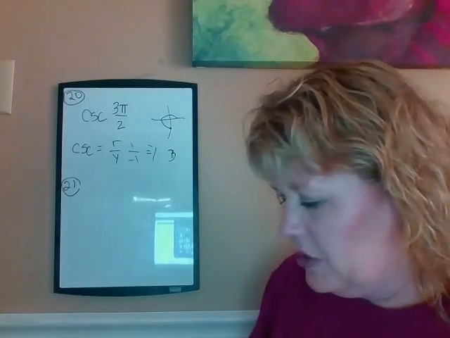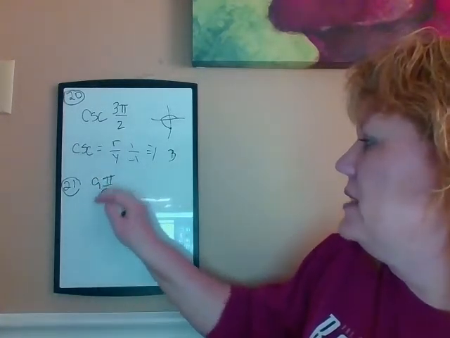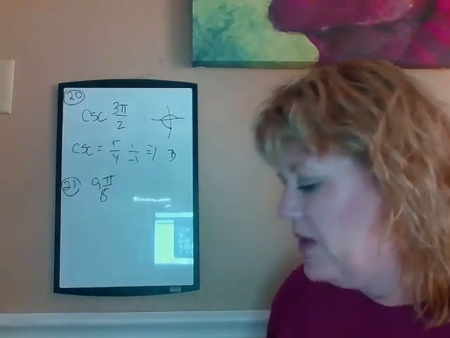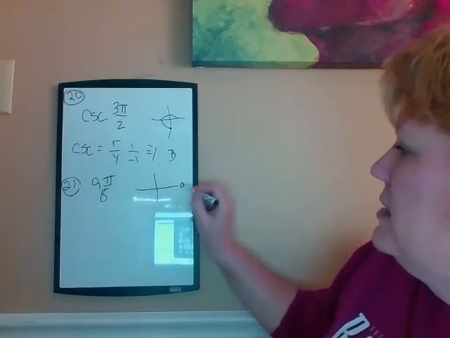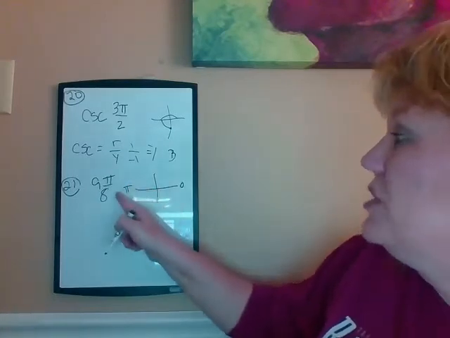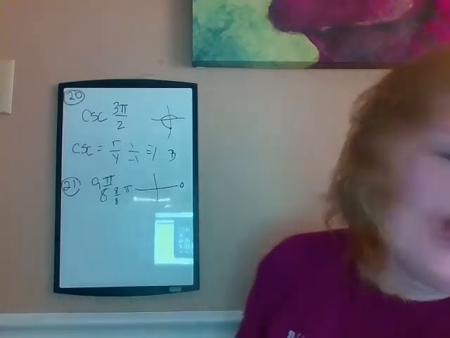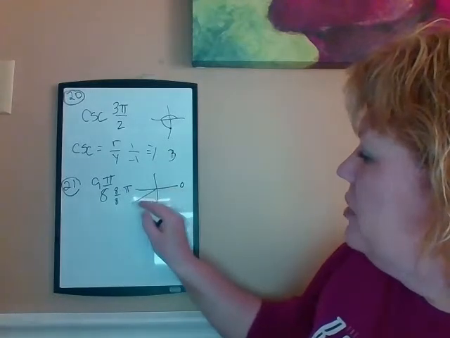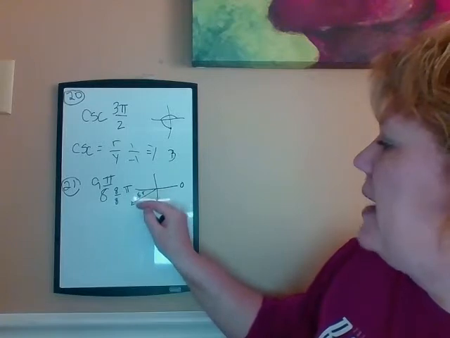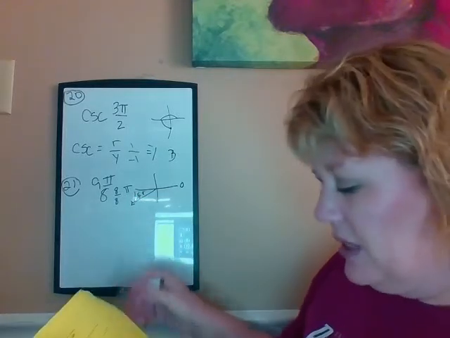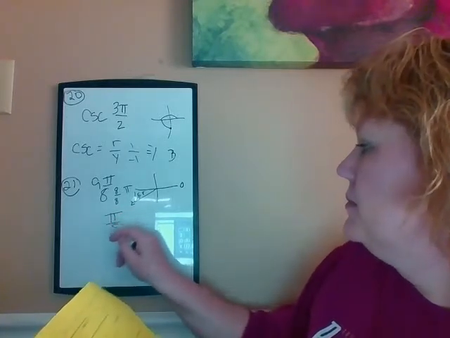21 says use a reference angle for the given angle, and it's 9 pi over 8. Here's what I think of. I think of the unit circle, and I think this is 0, and this is 1 pi. So this would be 8 over 8 pi. If that's 1 pi, that's equal to 8 over 8 pi. Well, 9 pi over 8 would be a little bit past that. How much past that? 1/8 pi past that. That's the reference angle. It's 1/8 pi, which is pi over 8, which is B.